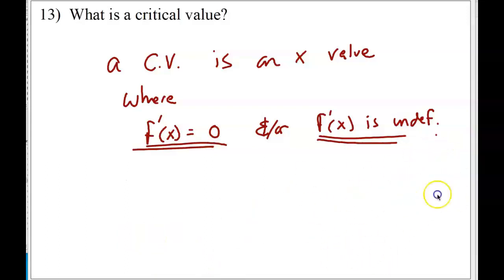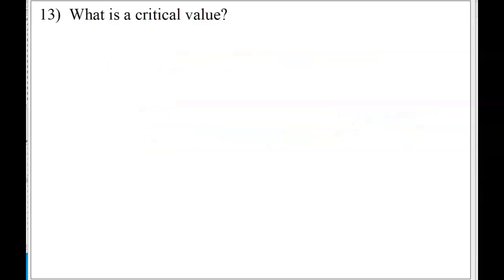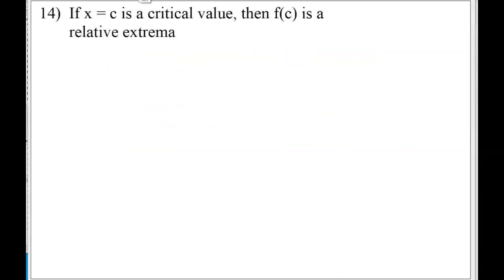You don't need to include any of this in that answer. I was just giving you guys a little bit of background to remind you. All right, let's move on to number 14. If x equals c is a critical value, then f of c is a relative extrema. Is that statement true or false?